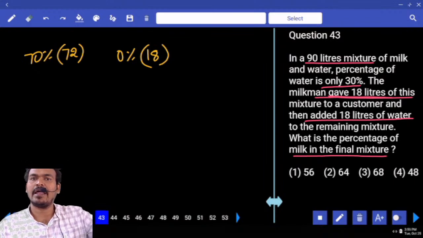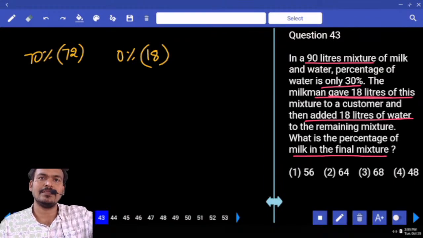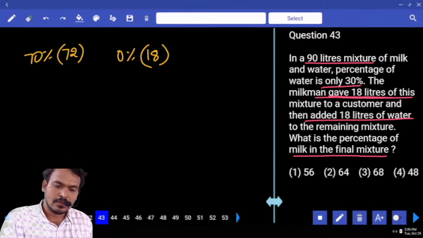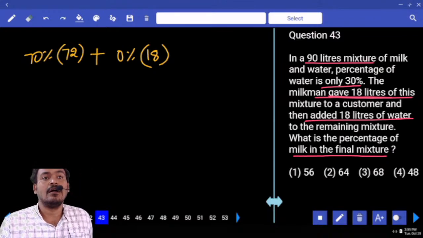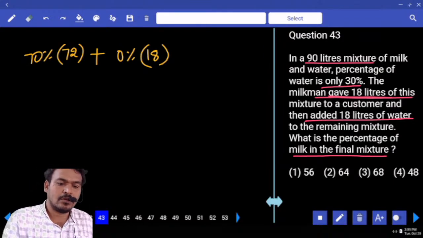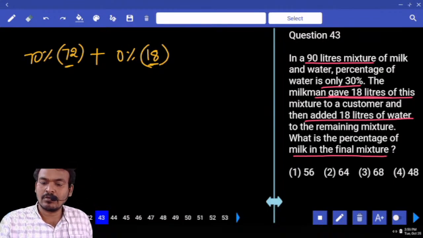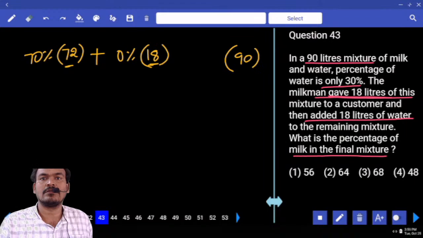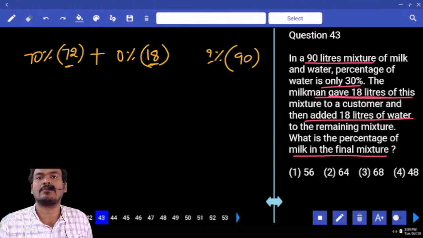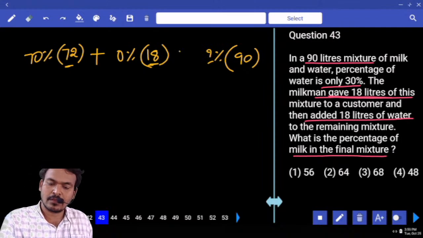In that 72 liters, what is the milk percentage? 70%. Again, we are adding the 18 liters of water. In that water, what is the milk percentage? 0%. These two are adding, we get the milk percentage of new mixture or old mixture? New mixture. New mixture means 72 liters plus 18 liters. Total how many liters? 90 liters. Out of 90 liters, we required which one? Milk percentage or water percentage? Milk percentage. Equal or not?